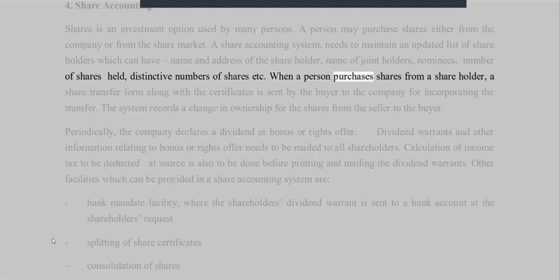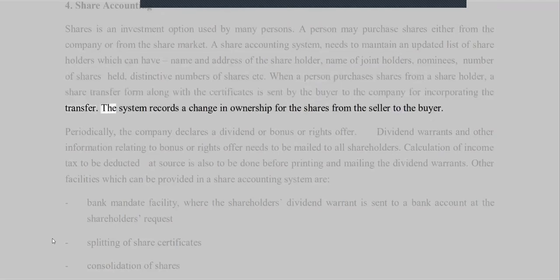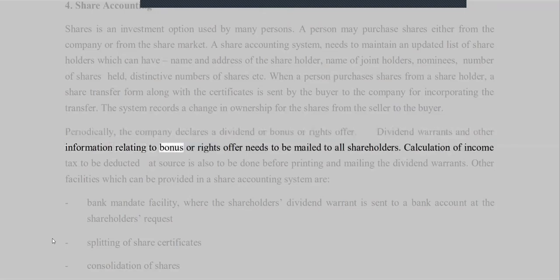When a person purchases shares from a shareholder, a share transfer form along with the certificates is sent by the buyer to the company for incorporating the transfer. The system records a change in ownership for the shares from the seller to the buyer. Periodically, the company declares a dividend or bonus or rights offer. Dividend warrants and other information relating to bonus or rights offer need to be mailed to all shareholders.